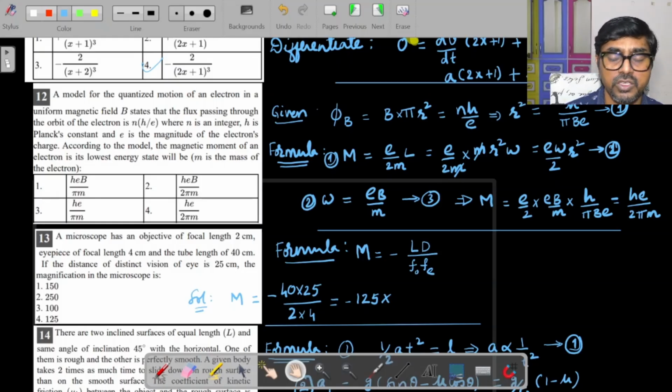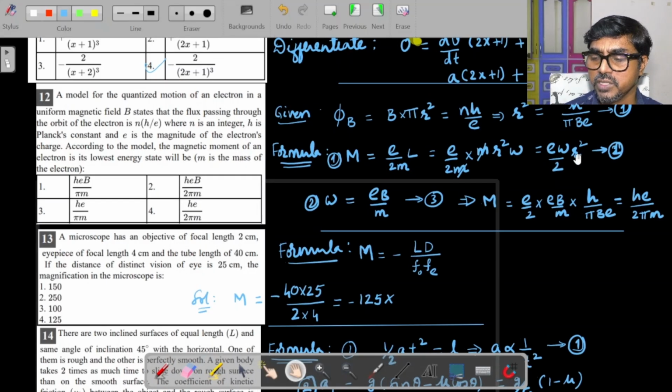This formula is very useful even for JEE aspirants. L is angular momentum, which is the moment of inertia into omega. Moment of inertia for a particle is mr square. So substitute there, you will get the m formula, e omega by 2 into r square, where r square can be substituted from the first equation. Then the second formula that you are supposed to know is eB by m, omega; time period equal to 2 pi m by qB formula.